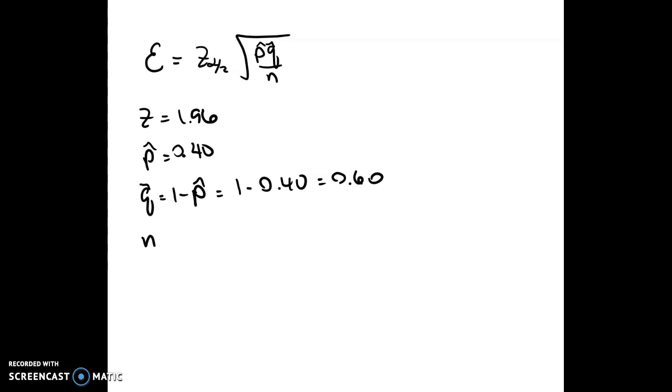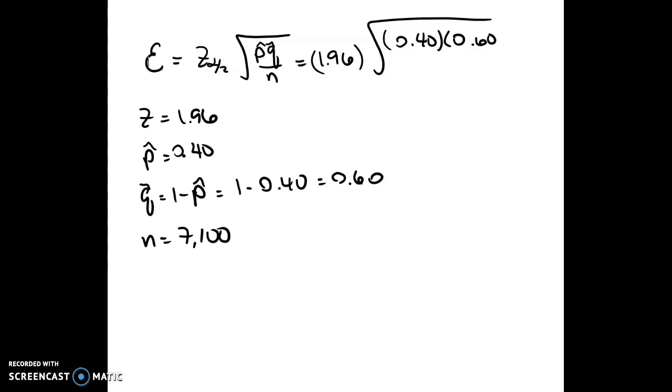And they gave us an n value of 7,100. Okay, so I'm going to plug all that in. So 1.96 times the square root of 0.40 times 0.60 divided by 7,100. Okay, so when I plug all that in, I should get a margin of error of 0.011. That's it.